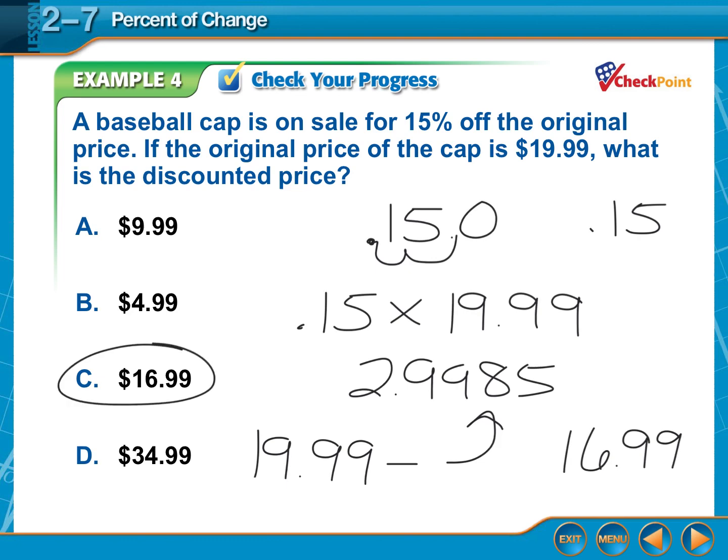Okay, so you have to be careful of whether it's asking for discount or tax. With tax, what do you do for your last step? Add. If it's asking for discount, subtract. Okay? Any questions over percent of change, discounts, and sales tax?